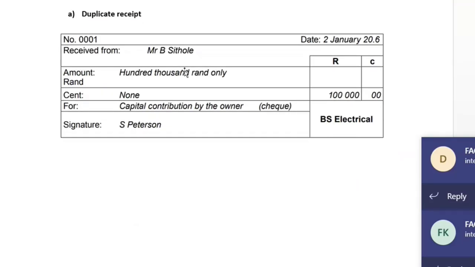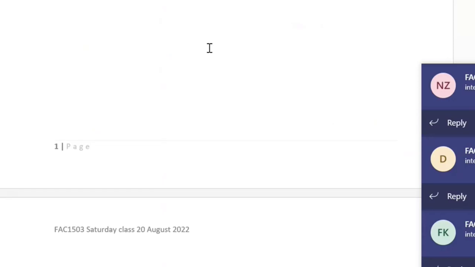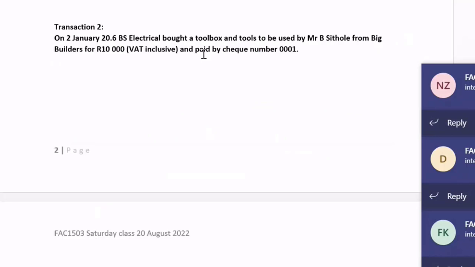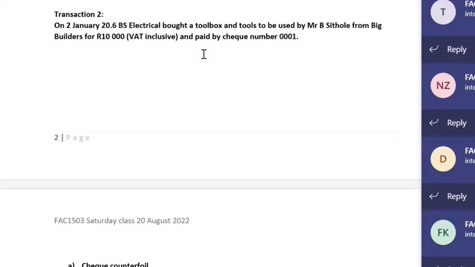Yes, well done. Well done. These are the ones that are prepared. Yes, this is internal. This is an internal source document.